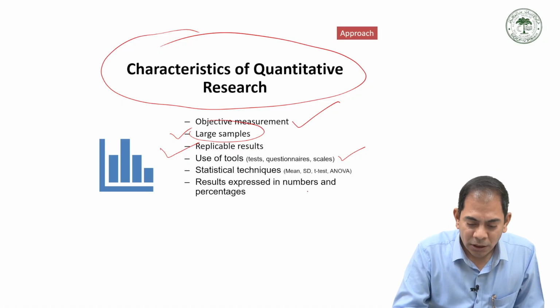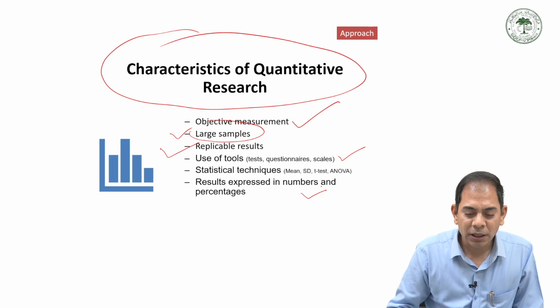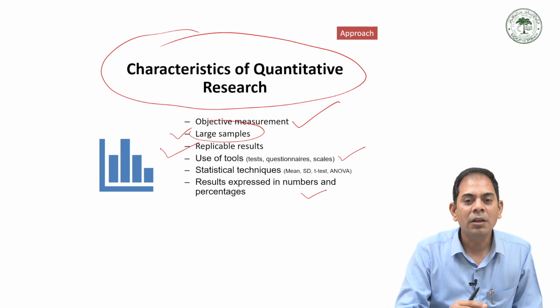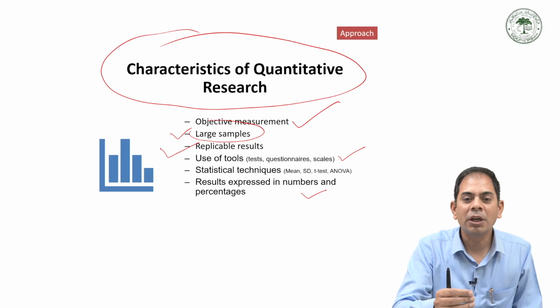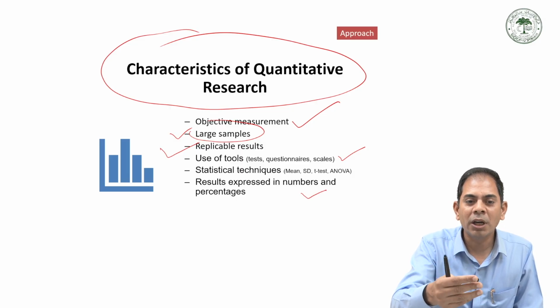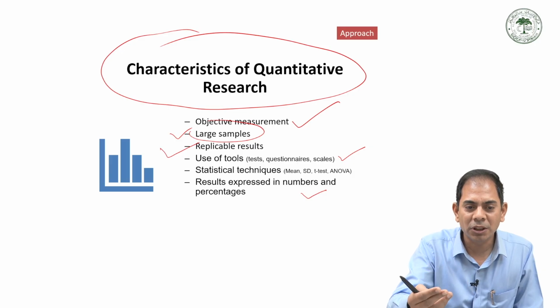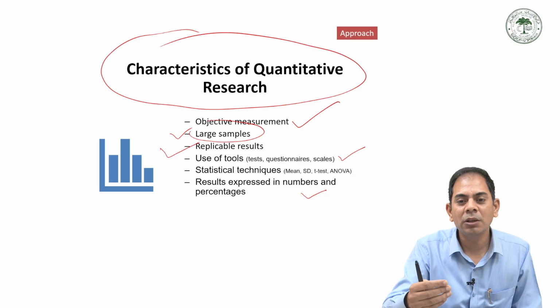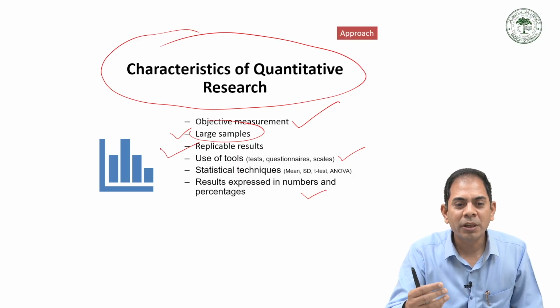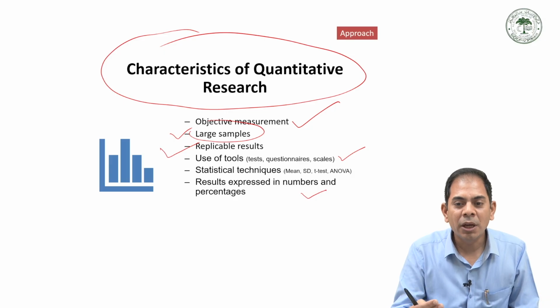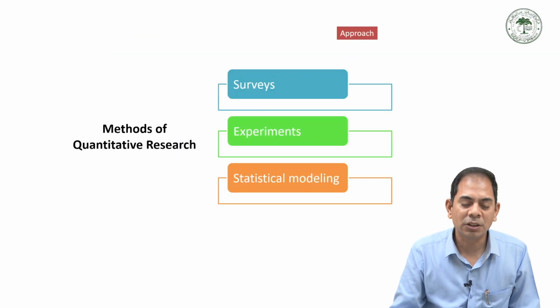Next, the results are expressed in the form of numbers, percentages, and statistical techniques. The statistical techniques mean first we collect the data, then we check the data for normality, and according to need we can go for further statistical analysis, ANOVA, t-test, mean, standard deviation, and finally the numerical results of the findings are expressed in terms of numbers, scores, percentages. In short, quantitative research is objective, measurable and based on statistical analysis.